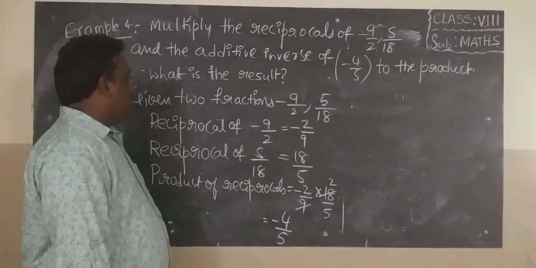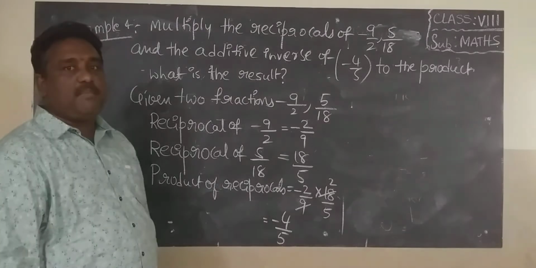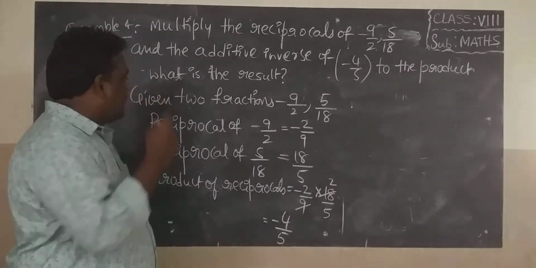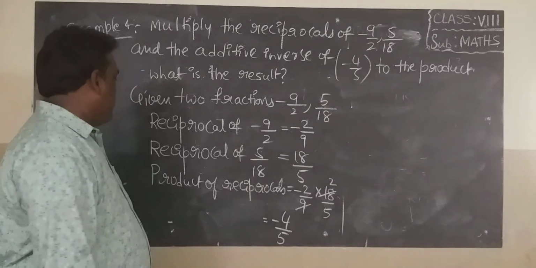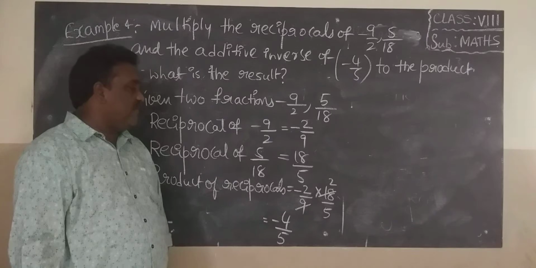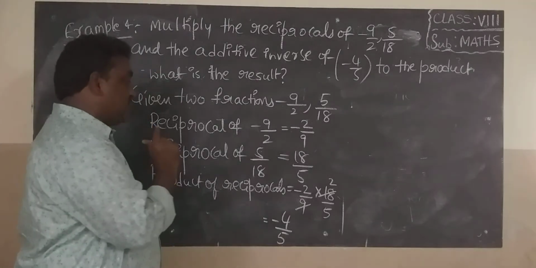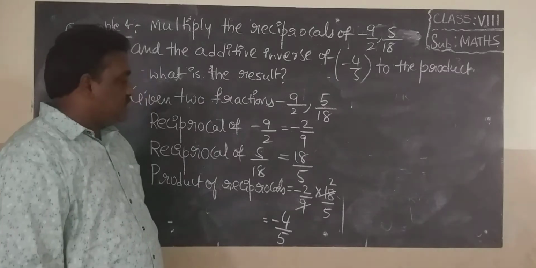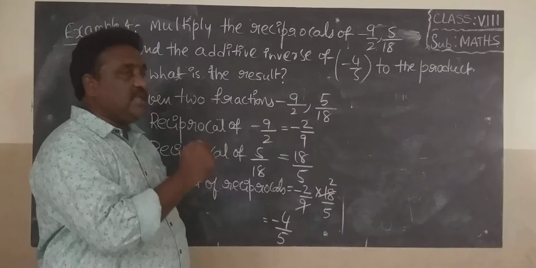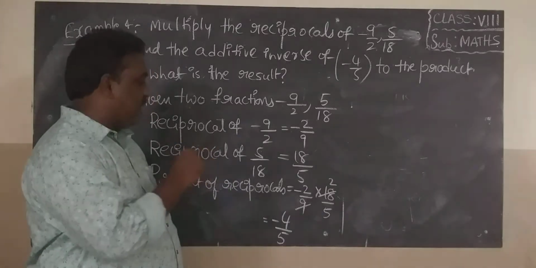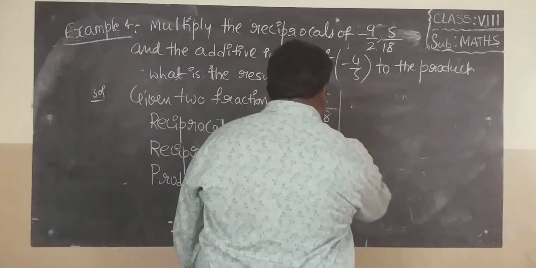So first one, given 2 fractions, minus 9 by 2, comma 5 by 18. What is the reciprocal of minus 9 by 2? Minus 2 by 9. What is the reciprocal of 5 by 18? 18 by 5. Then product of reciprocals, minus 2 by 9 into 18 by 5. 9, 18 2 times. Then 2 2s are 4. Minus 4 by 5. Then what is the next step?